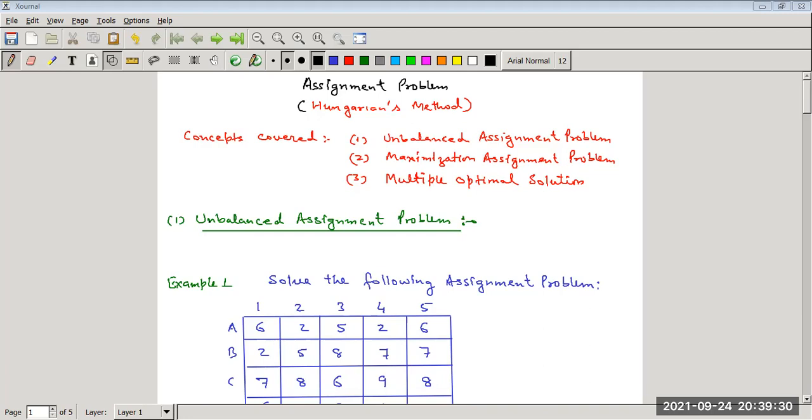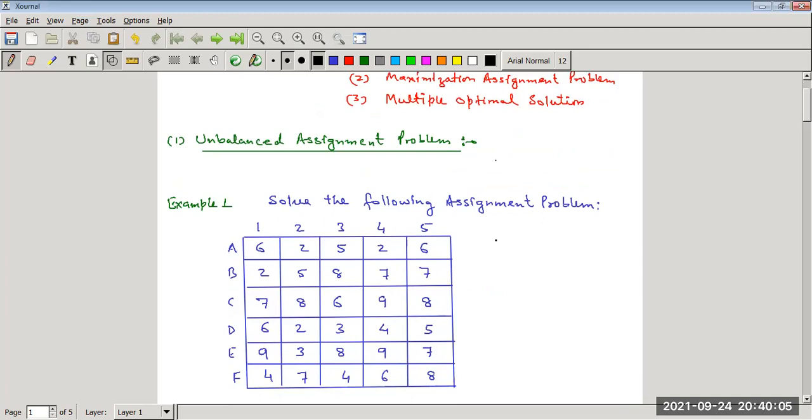So first we discuss unbalanced assignment problem. What is an unbalanced assignment problem? In such a problem, the cost matrix is not a square matrix. That is, the number of rows is not equal to the number of columns. To convert it into a square matrix, we add a dummy row or dummy column with cost 0. We will discuss how we can add a dummy row or dummy column. It depends upon whether the row count or the column count is smaller.